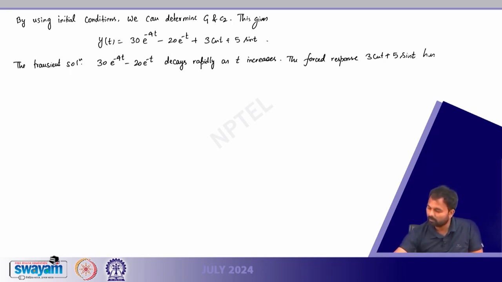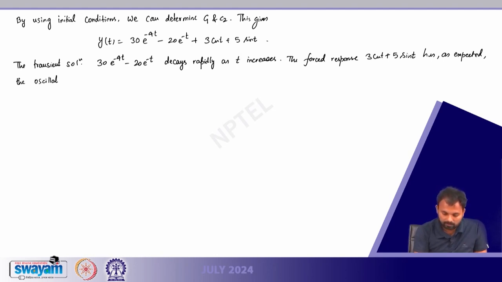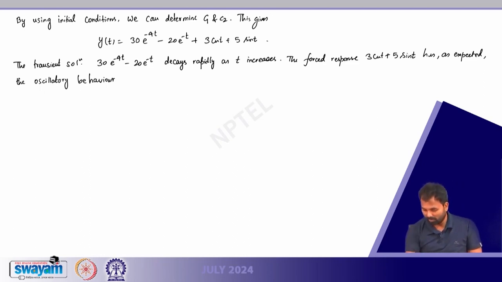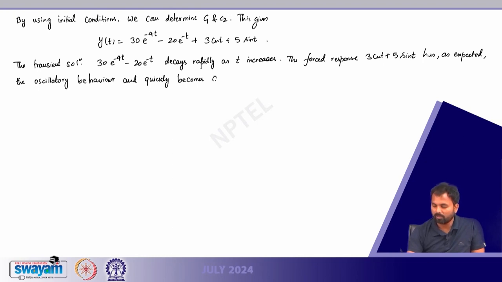has, as expected, the oscillatory behavior, and quickly becomes dominant. That means for the remainder of the motion as t progresses, it will remain periodic, or oscillatory in that sense.